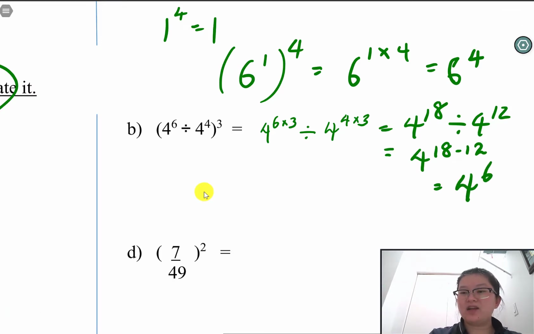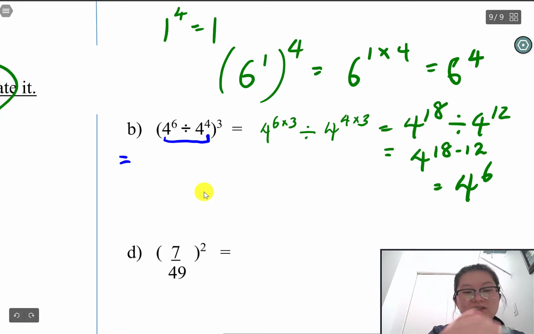I'm not going to evaluate it just yet because you might be thinking, Miss Lee, wasn't there an easier way to do this? Sure, of course, there's always some other way to do something. Another way to do it is to actually use exponent laws on the inside first.